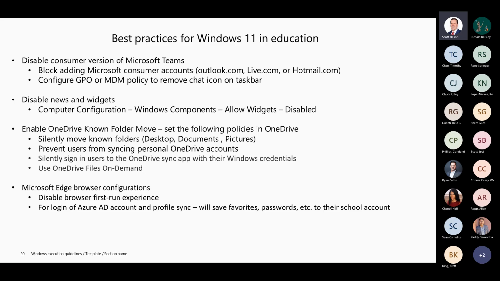There's a few policies that you can enable. One is by blocking Microsoft consumer accounts from being added to the device. So this will prevent an Outlook.com, Live.com, or Hotmail.com account from being added. Also, you can configure a GPO or an MDM policy to remove the chat icon from the taskbar. So again, this is consumer Teams. This is not the work or school Teams that you're probably using in your organization now.